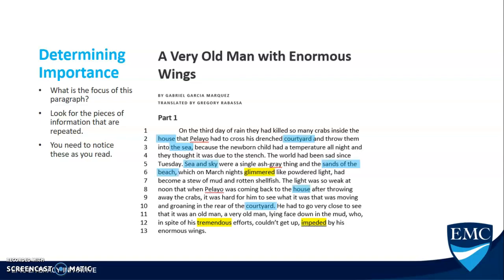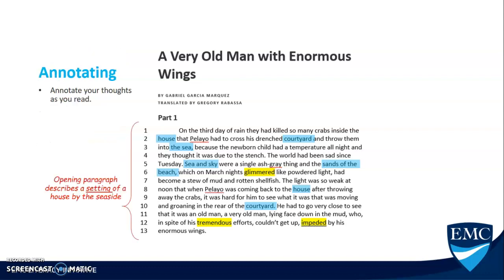So if we look through here, we see words like house, courtyard, the sea, sea and sky, sands on the beach, house, courtyard. This idea of place is repeated over and over and over. So we might annotate and say that this is about the setting of the story. It's the setting of a house by the seaside, and we figure that out by looking for those words that are repeated over and over.